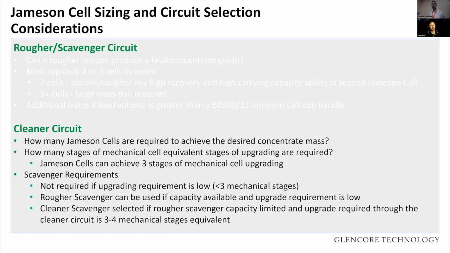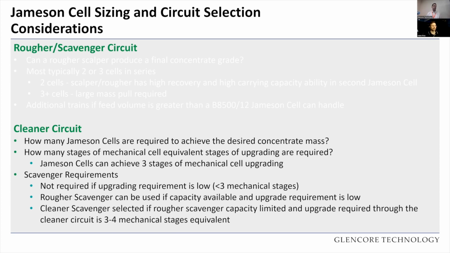For the cleaner circuit, it's probably a little bit more complicated than the roughing circuit, but essentially probably the very first thing that we look at is how many Jameson cells are required to achieve the desired concentrate mass. So again, that's going back to that carrying capacity, and essentially, as I said, what surface area based on the Jameson cells is going to be required to be able to produce that design or maximum target concentrate mass. We also look at then how many stages of conventional mechanical cell upgrading are we looking to achieve.